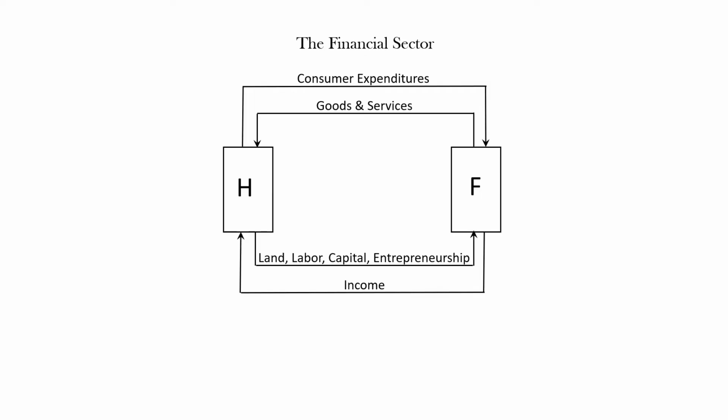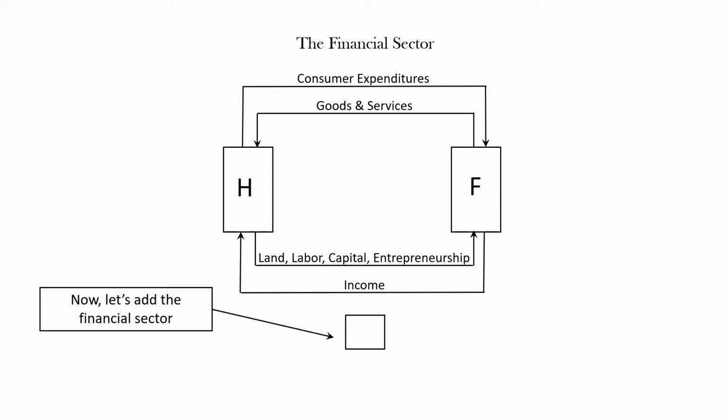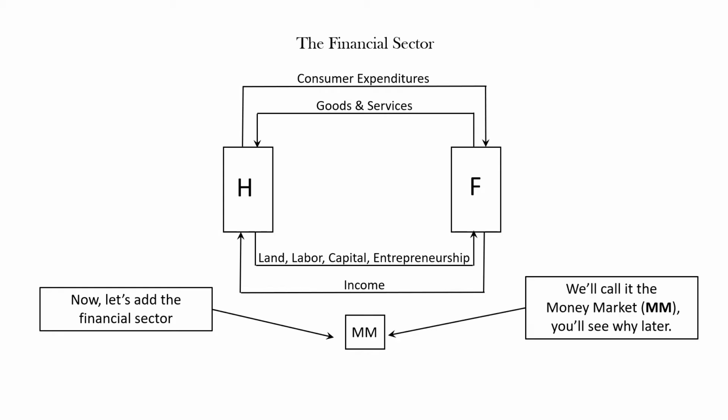You are already familiar with our basic circular flow model. Here it is without the government and the foreign sectors, which were added in the previous lessons. But now we're going to add another sector, the financial sector. So we'll call this box MM to represent the money market. You'll see why we give it that name later.